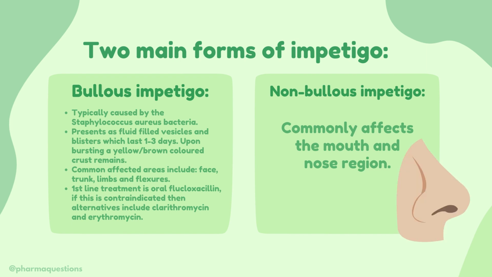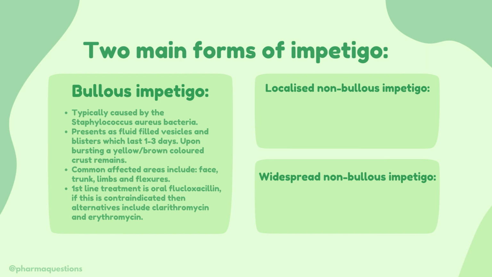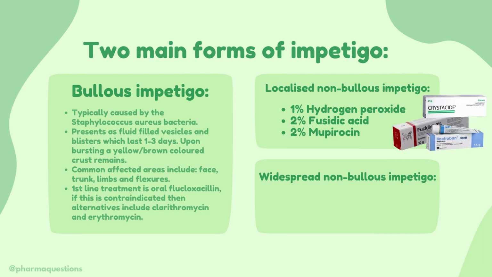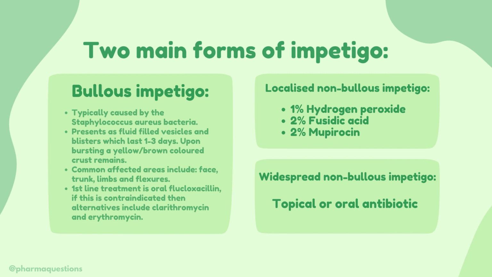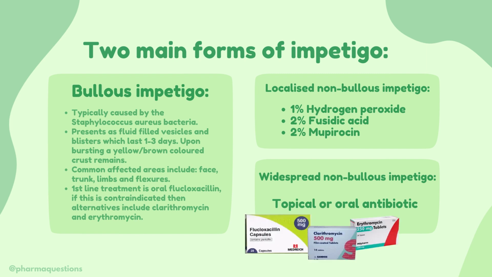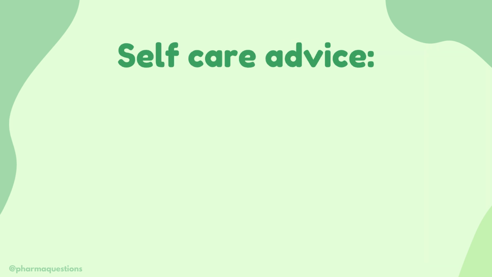Non-bullous impetigo can be subdivided into localized and widespread impetigo. First-line treatment for localized non-bullous impetigo is typically 1% hydrogen peroxide cream, and if this is contraindicated, then 2% fusidic acid or 2% mupirocin cream is used. First-line treatment for widespread non-bullous impetigo is typically a topical antibiotic or oral antibiotic depending on how widespread the lesions are.